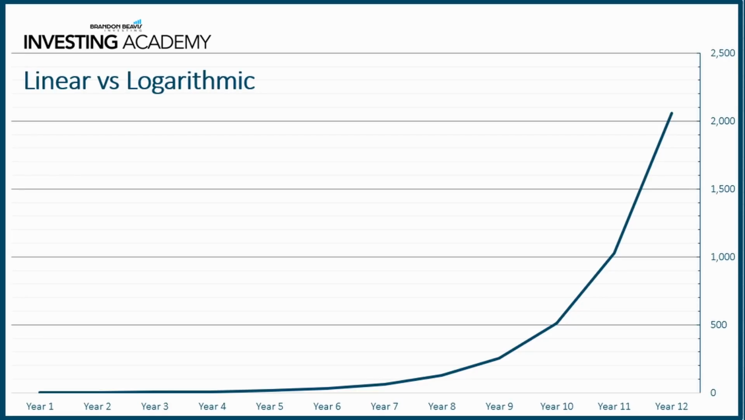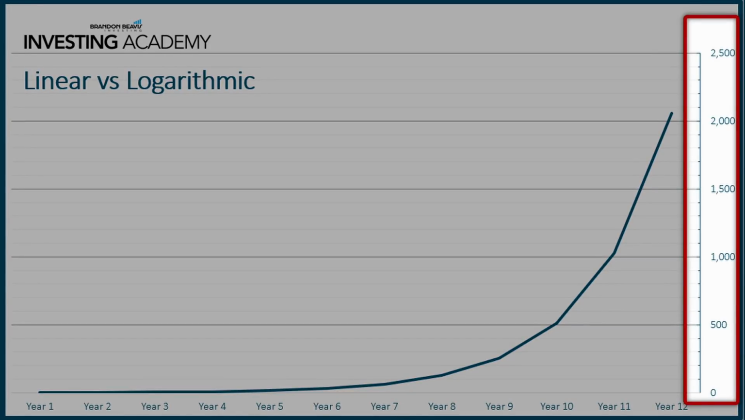Let's start with linear charts. Most stock charts show along the x-axis at the bottom the time frame, and the right side shows the price of the company or the stock that you're looking at. The y-axis on a linear chart shows an equal distance for every dollar of price change up the right-hand side of the chart.